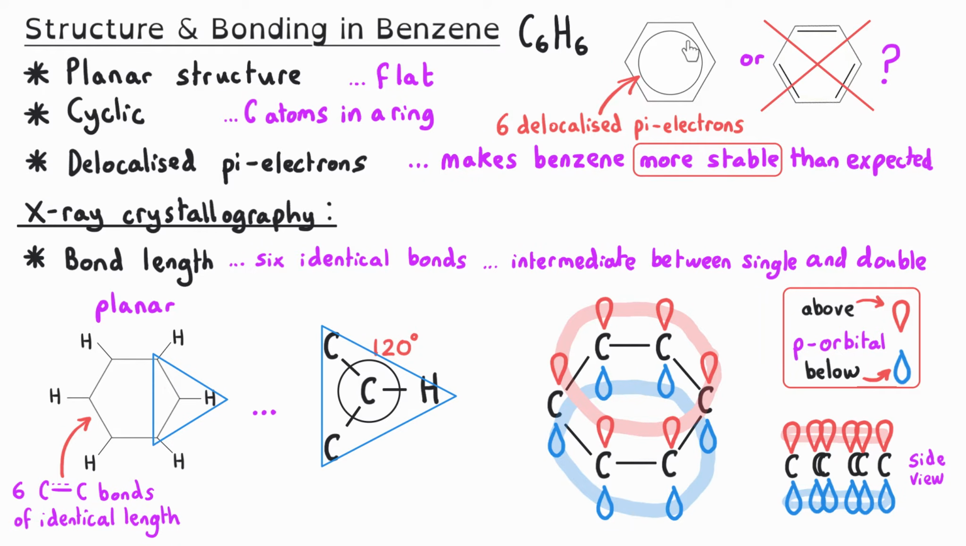And we symbolise this delocalised pi system, this ring of delocalised electrons, in benzene's structural formula by using this circle inside the hexagon. So the hexagon shows the carbon-to-carbon bonding, but the circle is representative of the delocalised pi electron system.